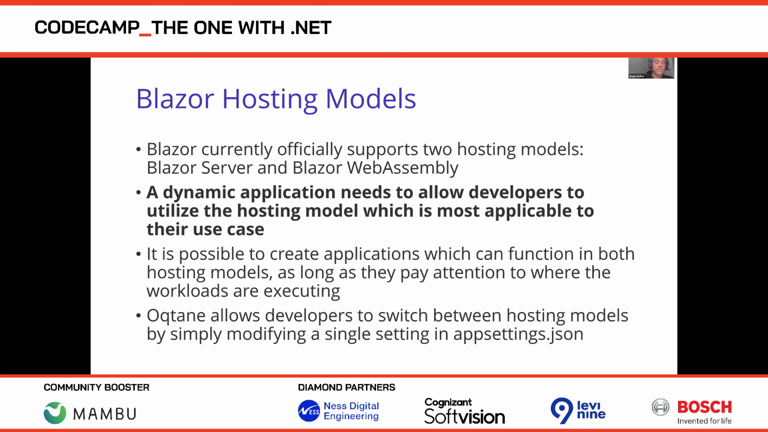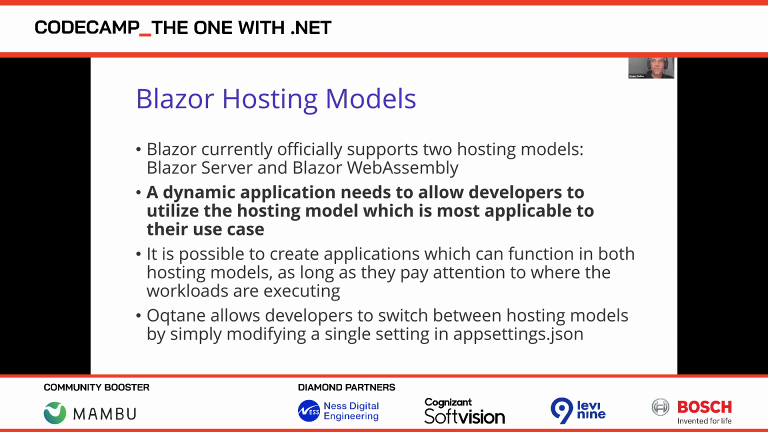Hosting models. We talked a little bit about the fact that Octane supports Blazor Server and Blazor WebAssembly. In order to allow an application to run on both hosting models, you need to build your application in a client-server manner. So you can't take advantage of things like direct database calls from your Razor components. That is possible if you're creating a static Blazor application and you intend to only run on Blazor Server. You can actually interact with the file system from your Razor components. You can interact with the database directly.